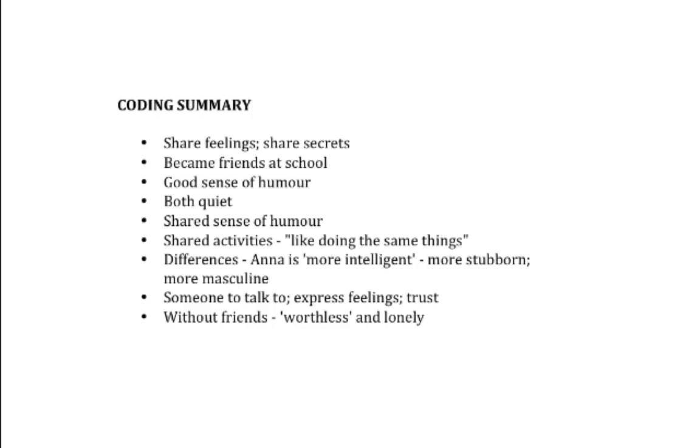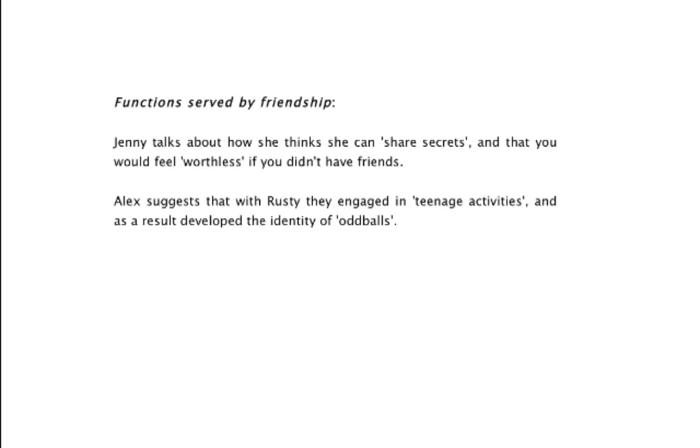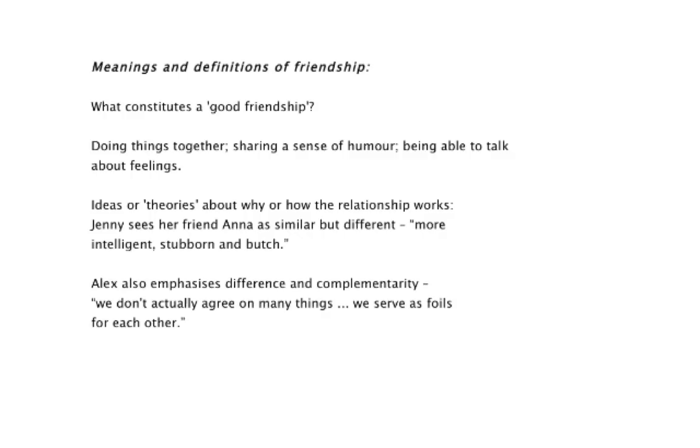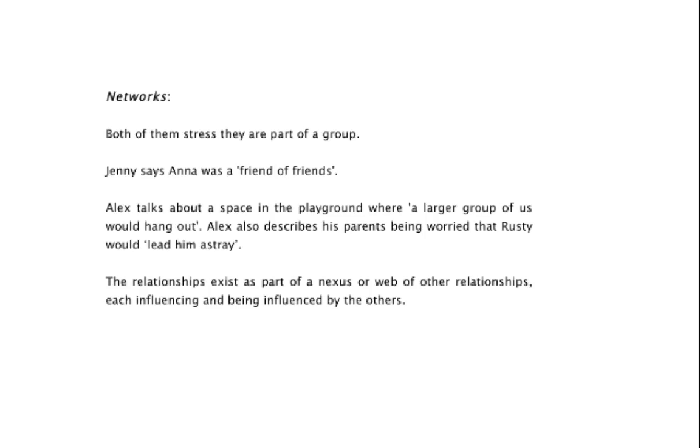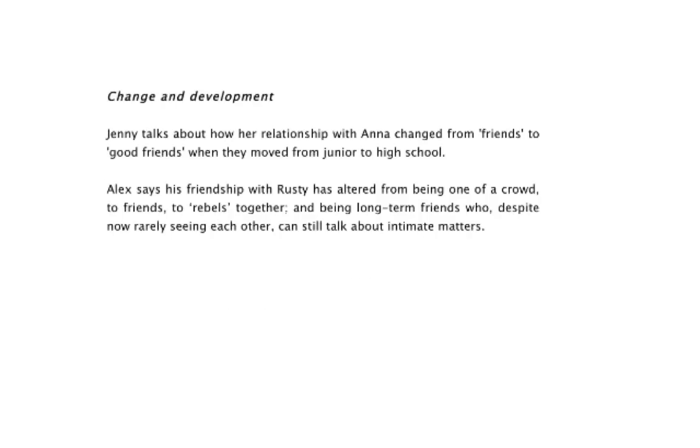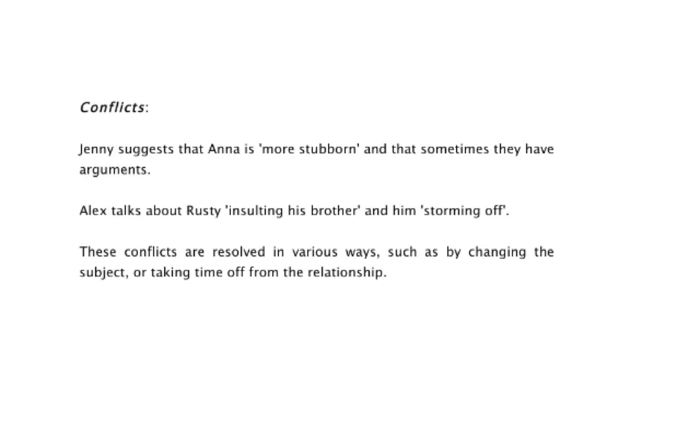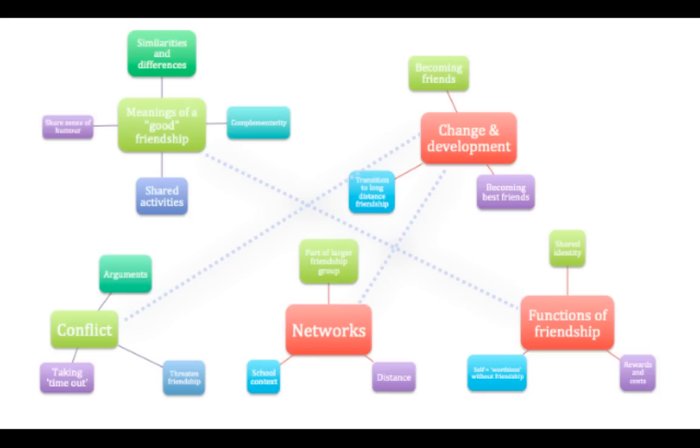Okay, so after considering our coding summaries, we can then take a look back at the emergent themes that we thought we might draw from these codes to capture the ways that these codes cluster together. So here are the emergent themes. One was the function served by friendship. We had another to do with the meanings and definitions of friendship. Another one to do with friendship networks and change in development. And a final theme to do with conflict. Now, in order to start to refine these emergent themes, one of the things that we should do at this point is to try to generate an initial thematic map. Here is one I've come up with based on these codes and the ways that they appear to cluster together, and you'll note that it's quite busy.